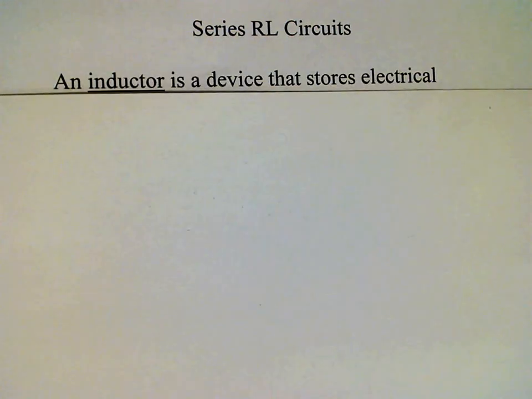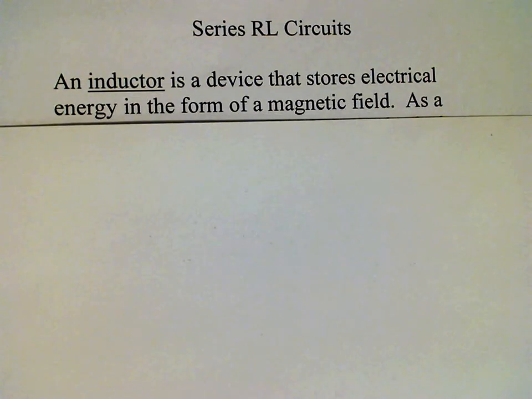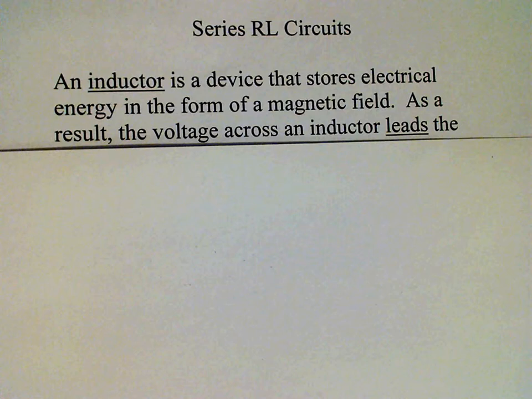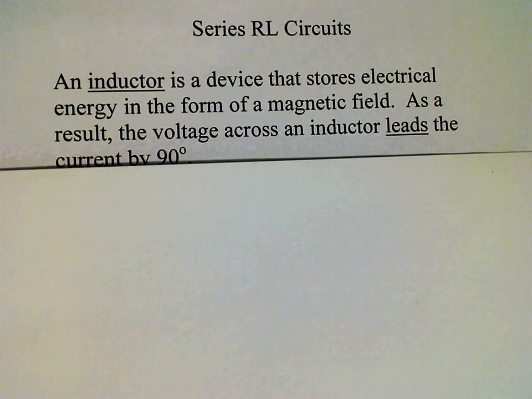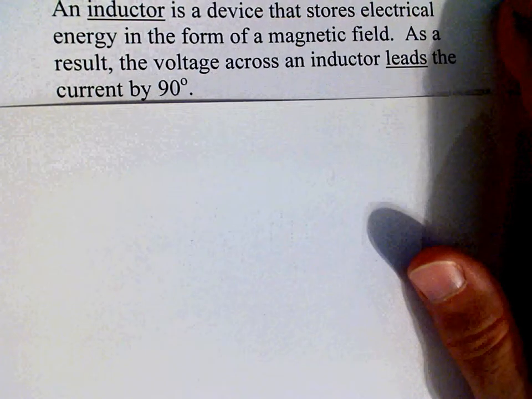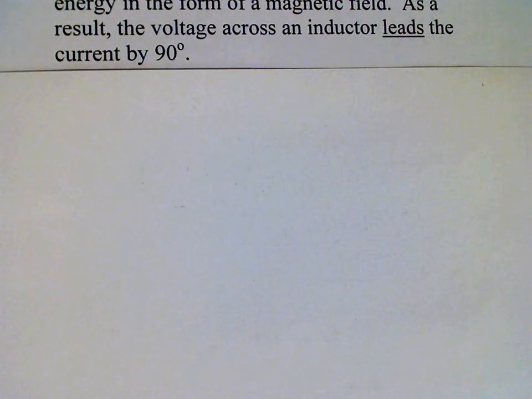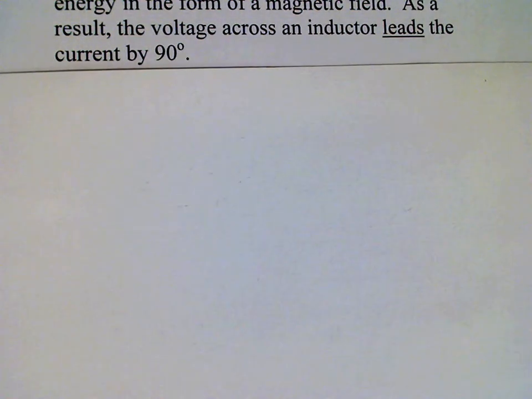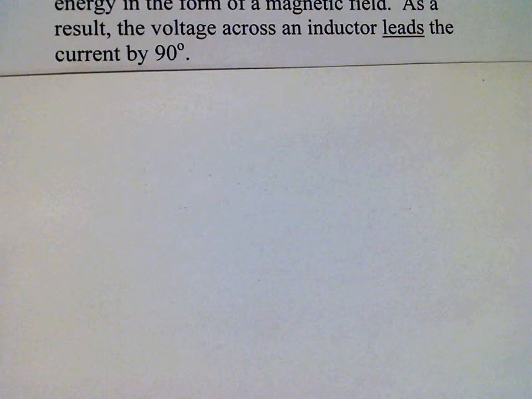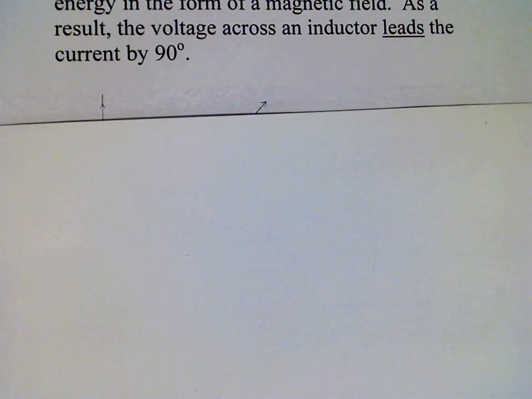An inductor is a device that stores electrical energy in the form of a magnetic field. And as a consequence, the voltage across an inductor will lead the current by 90 degrees. This is in contrast to the capacitor, where you remember that the voltage lags by 90 degrees.